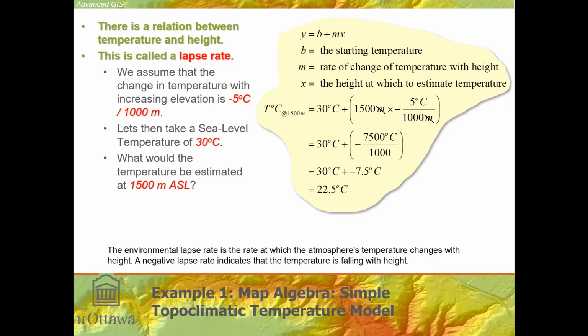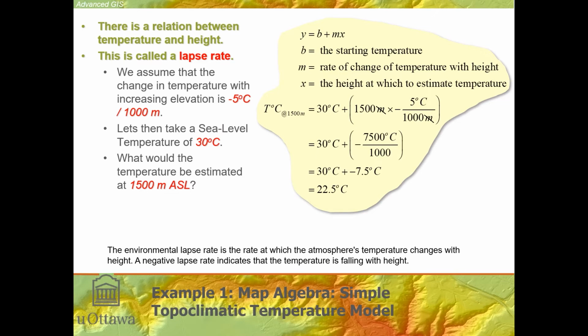We utilize a basic linear equation, y equals b plus mx. B is the starting temperature, the temperature at which x equals 0. So this represents the intercept. So B is the starting temperature when x is 0. M is the rate of change of temperature with height, right here. 5 degrees Celsius per 1,000 meters, or negative 0.005 per meter. X is the altitude that you want to make the estimate at. In this case here, x is 1,500 meters above sea level.